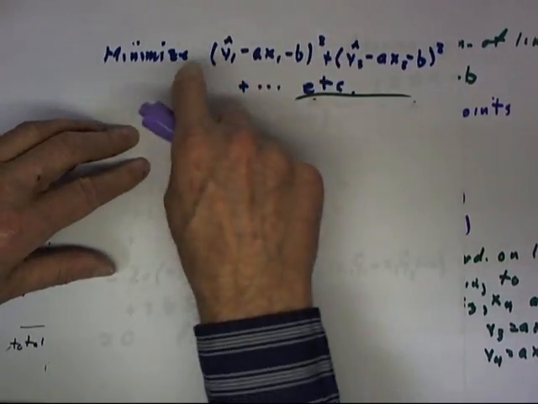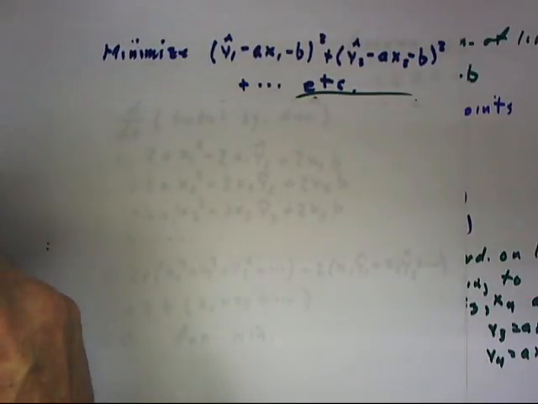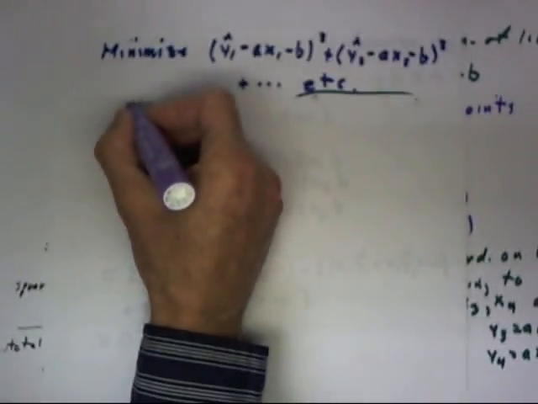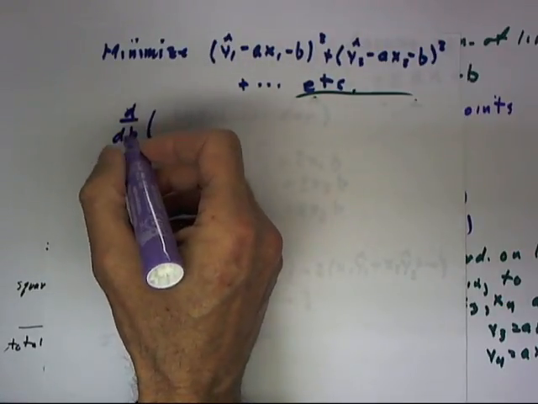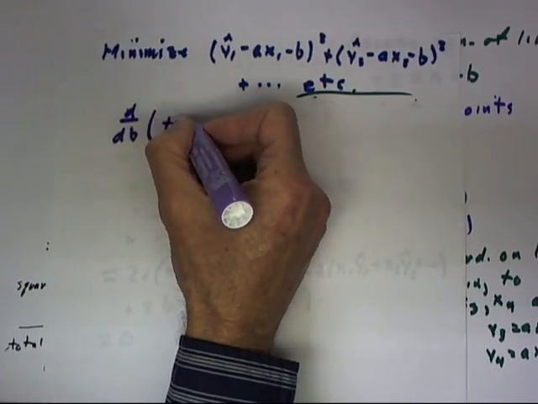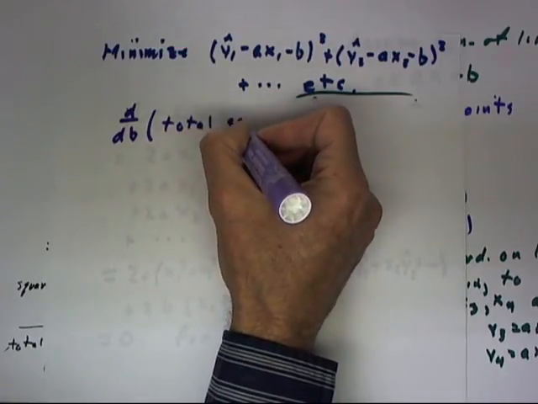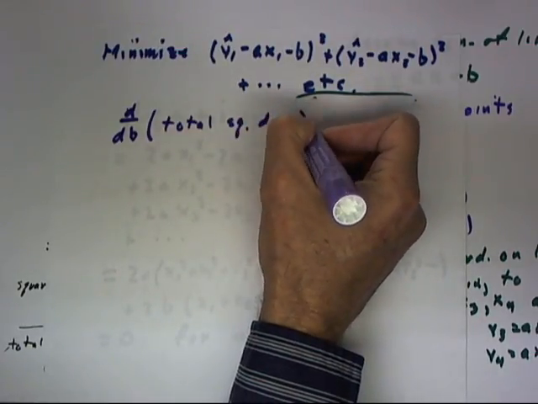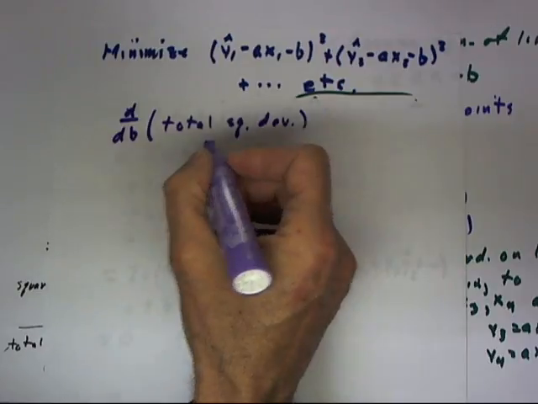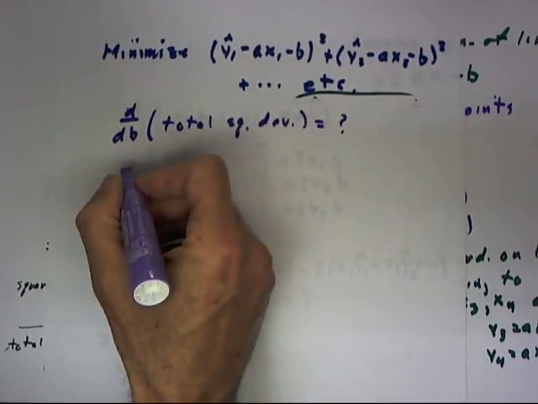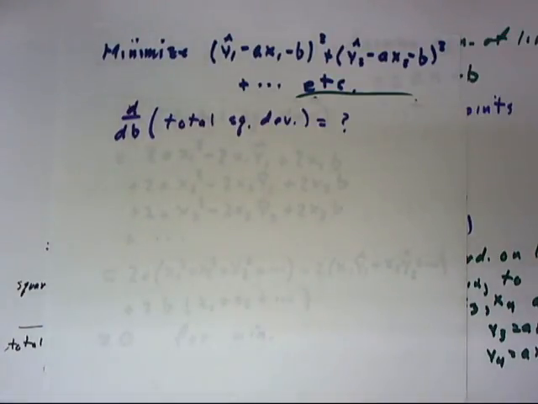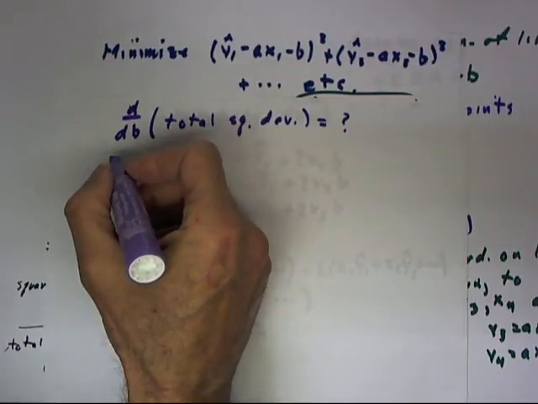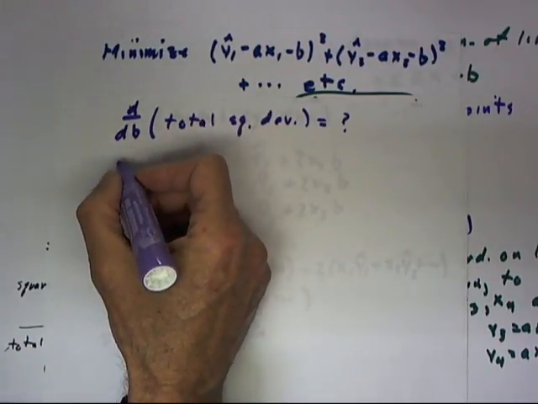Again, we're minimizing this expression. The derivative with respect to b of our total squared deviation is what? Well, let's just take the derivative with respect to b of the first term. All the other terms are going to have similar form, and we're going to be able to do something very similar to what we did with the derivative with respect to a.